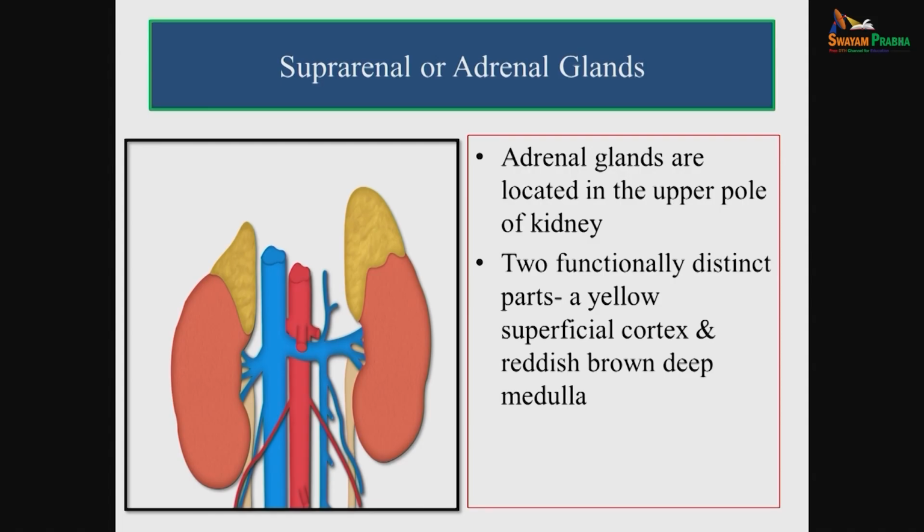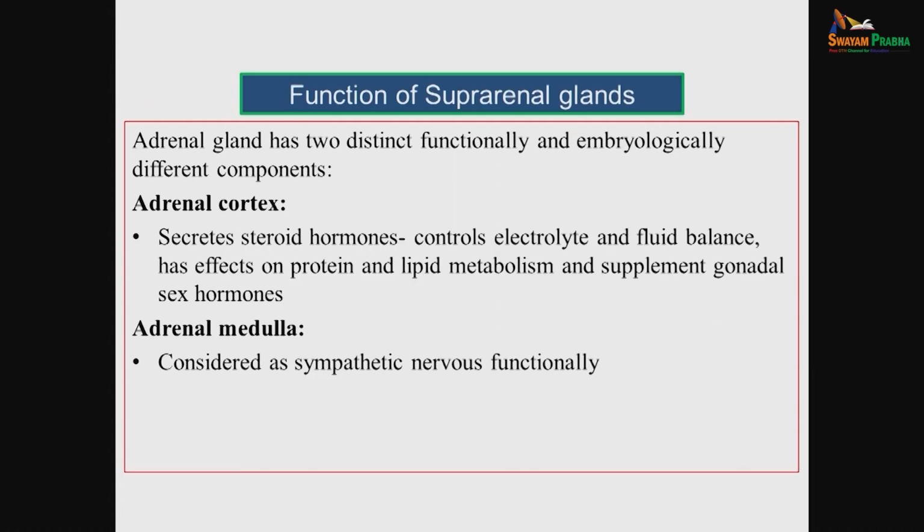Now we come to the next gland, the suprarenal or adrenal gland. These glands are located at the upper pole of the kidney. There are two functionally distinct parts, a yellow superficial cortex and a reddish brown deep medulla. The adrenal gland has two functionally and embryologically different components. The adrenal cortex secretes steroid hormones, controls the electrolyte and fluid balance, has effects on protein and lipid metabolism, and it also supplements gonadal sex hormones. Whereas the adrenal medulla is considered functionally as sympathetic nervous tissue.